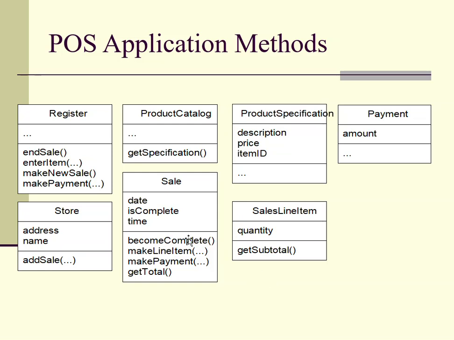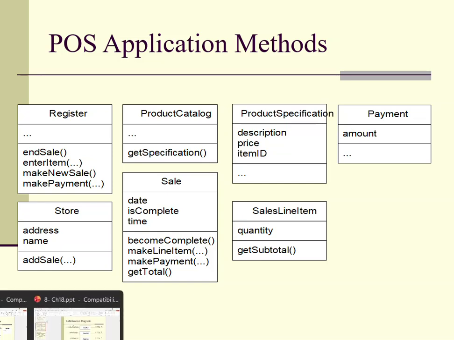So, are these enough? All of them? There are some missed methods. What are the missed methods? For instance, look here. I am going to look at one of the missing methods.